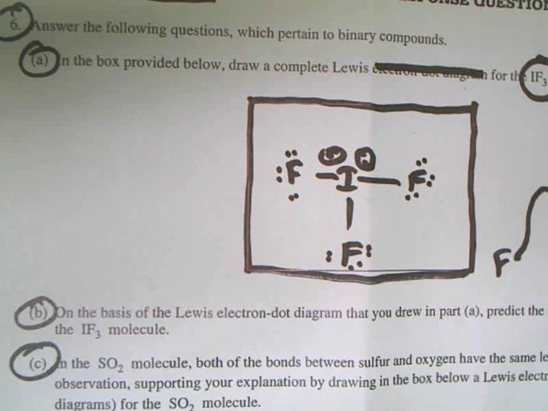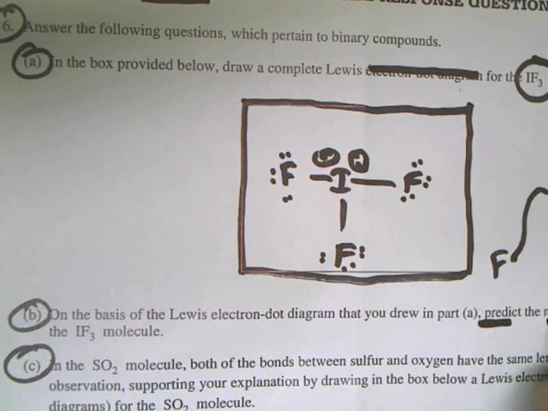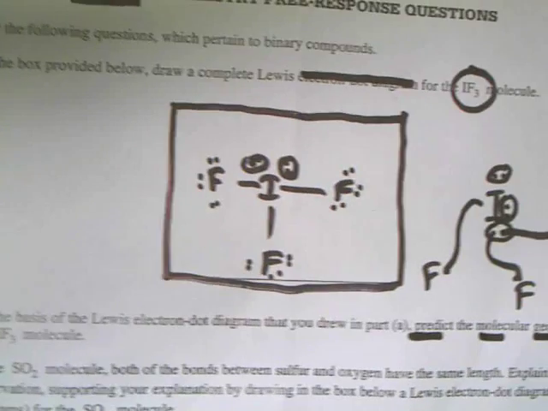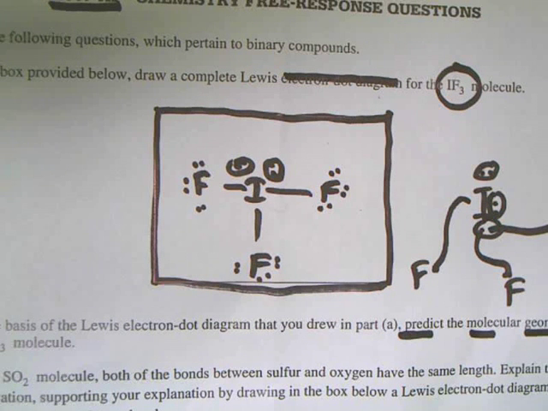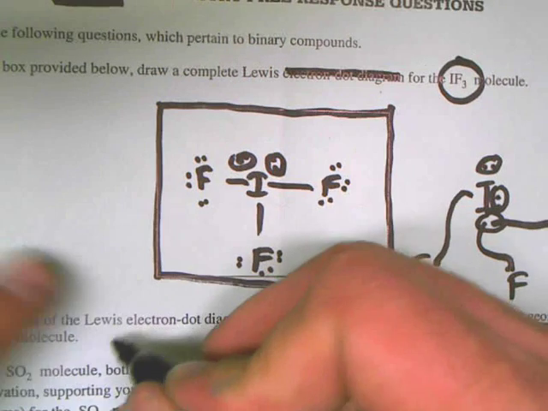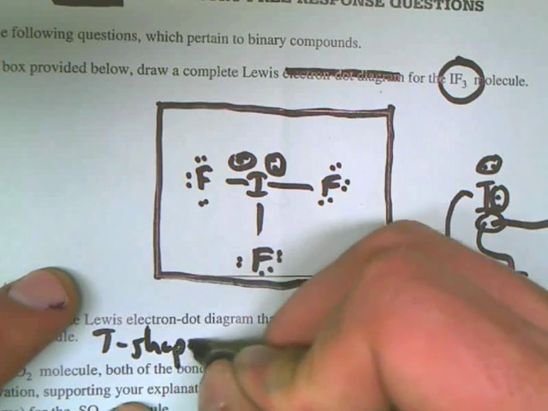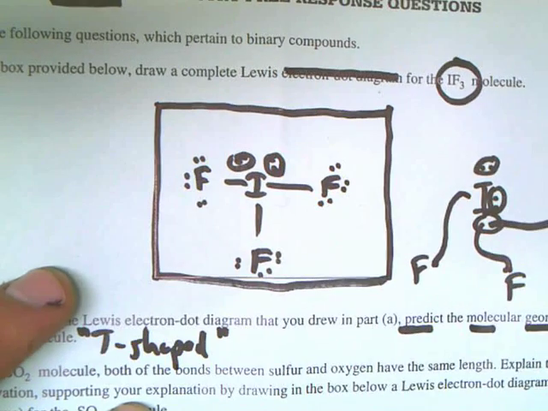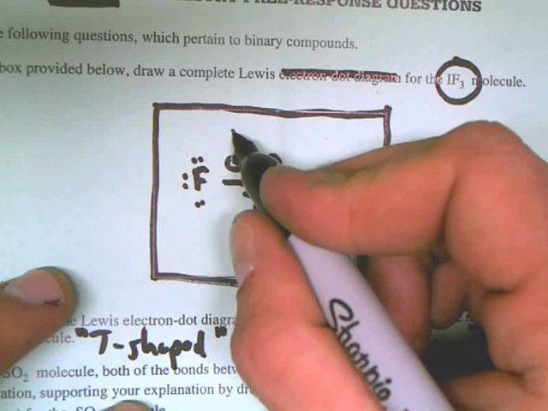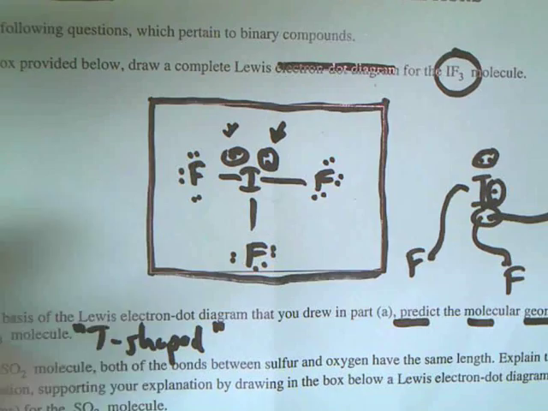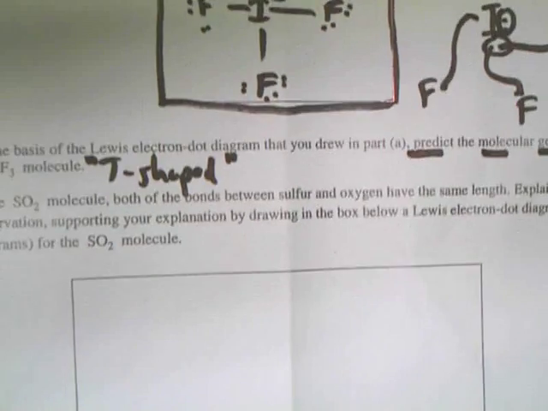Okay, now it doesn't ask us for the shape of this molecule, but it might later on. So let's go on to the next problem. It says, on the basis of this diagram, predict the molecular geometry. Okay, so we see 3 things attached. And we know if there's 3 things attached, it's either going to be trigonal planar, trigonal pyramidal, or this thing called T-shaped. So this one is actually going to be T-shaped. Okay, and that's because of the presence of those 2 lone pairs. If there was 1 lone pair, it would be trigonal pyramidal. And that's all they ask.